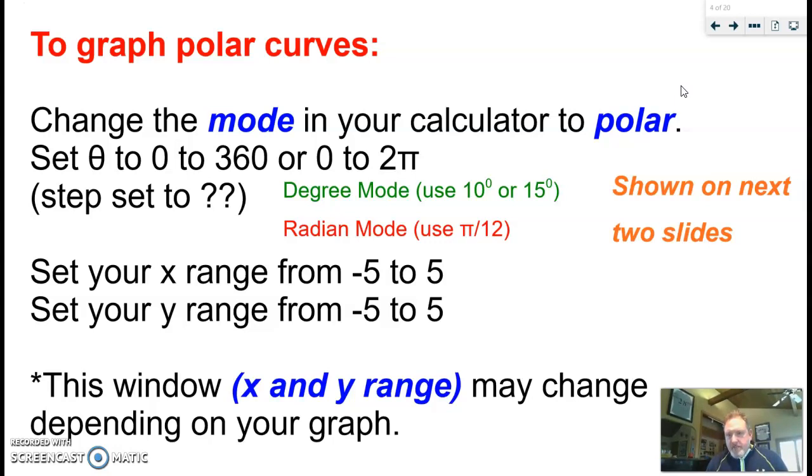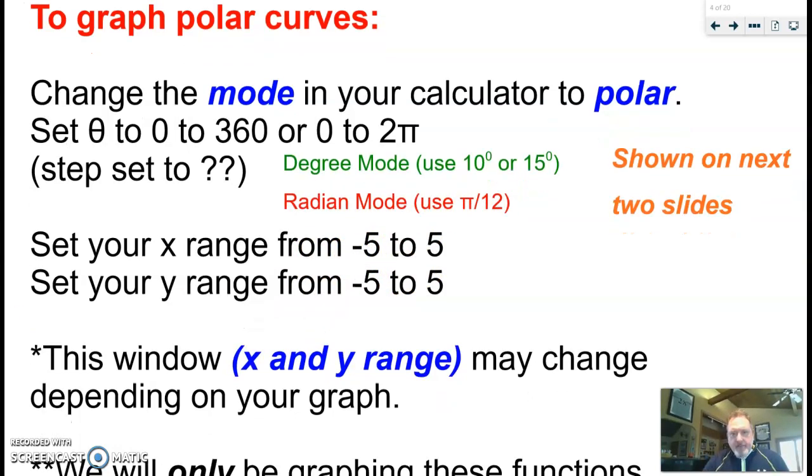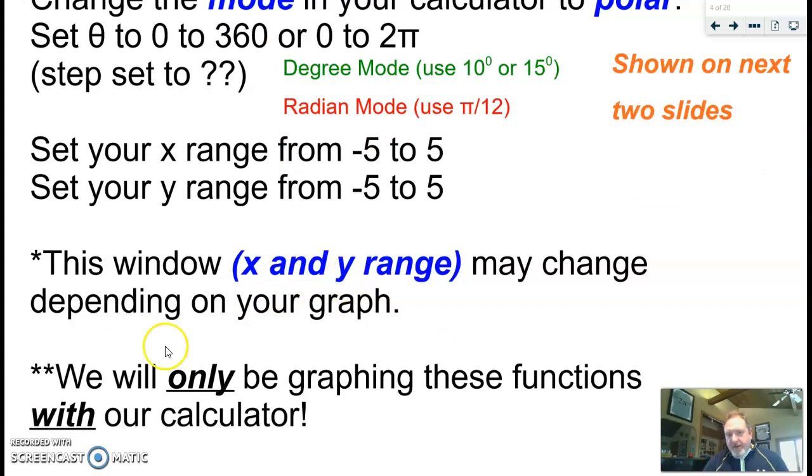In this case, instead of x min and x max, y min, y max, what we're going to have is our theta values, and you're going to set those to 0 to 360 or 0 to 2 pi if you're in radians. So again, if we're in degree mode, we'll use degrees. Obviously, in radians, we'll go there. As far as our step setup, typically we'll use 10 or 15 degrees. I usually like using 10, but you could use either one. In radian mode, pi over 12. Pi over 12 is 15 degrees. And then here's our x and y range. You can see that -5 to 5. And again, that may change depending on our graphs.